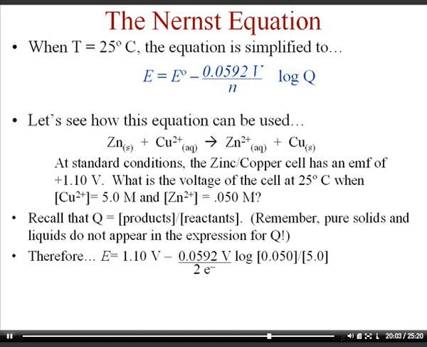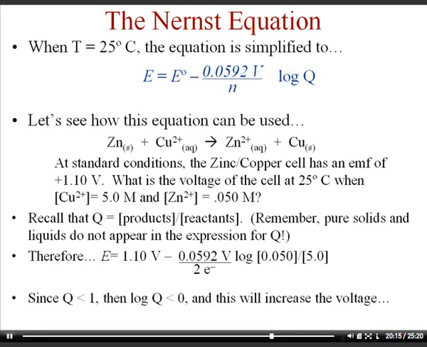When you plug them into your formula, you're going to get the log of a number less than 1, and then you're going to multiply by 0.0592, and you're going to divide by 2, which is the number of electrons that are being transferred, and you're going to end up getting a little higher voltage, because when you take the log of a number less than 1, you're going to get a negative value, and you're minusing a negative. So the voltage goes up 0.06 volts. So it's a little more.